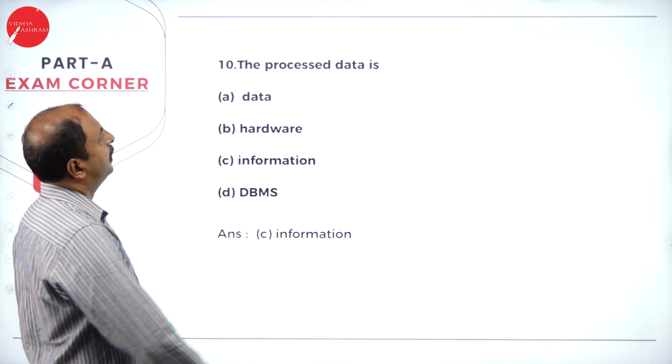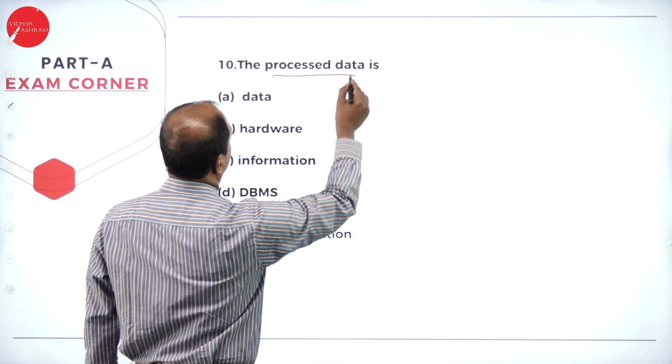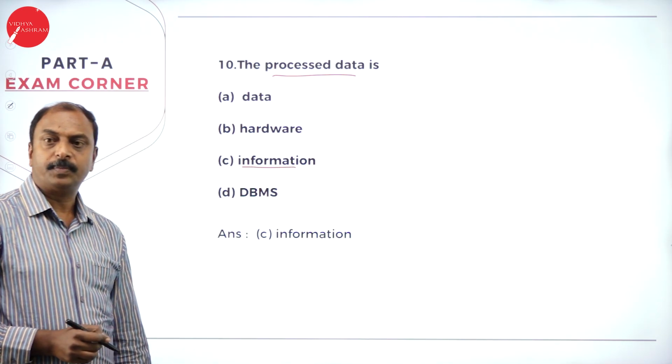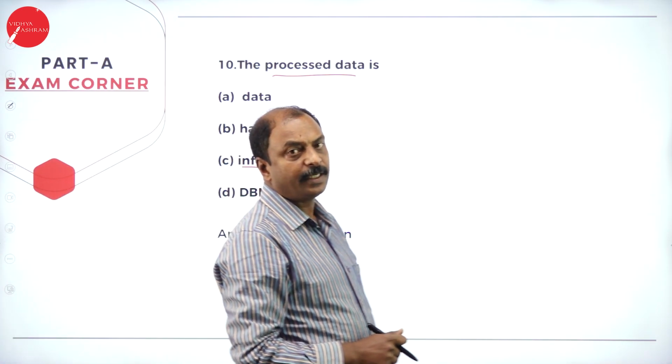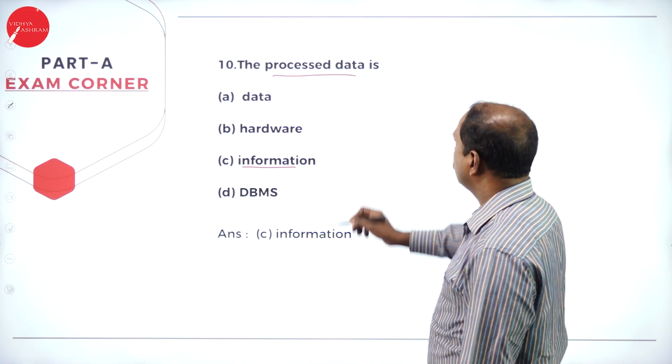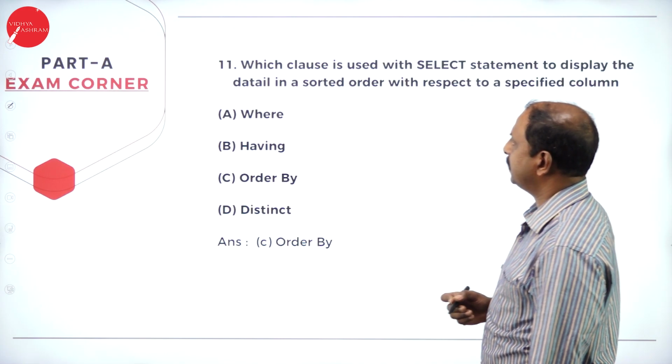Next one is: the processed data is called as information. So you know what is data and processing? Data is a raw fact and information is processed data. So processed data is information.